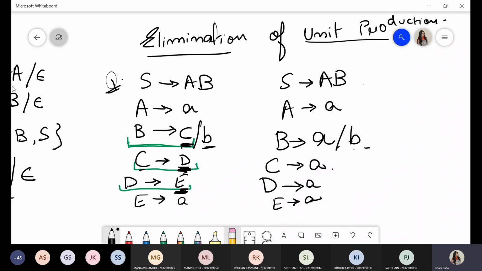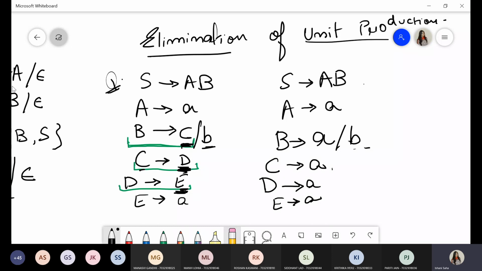But again, if the question comes that you have to remove unit production, you can leave it as it is. You can also remove useless production, but even if you don't do that, it is considered as correct. But if the question is simplify the grammar, then in that question, all three parts you have to do. That means elimination of null, then elimination of unit, and finally elimination of all the useless productions. Got it?